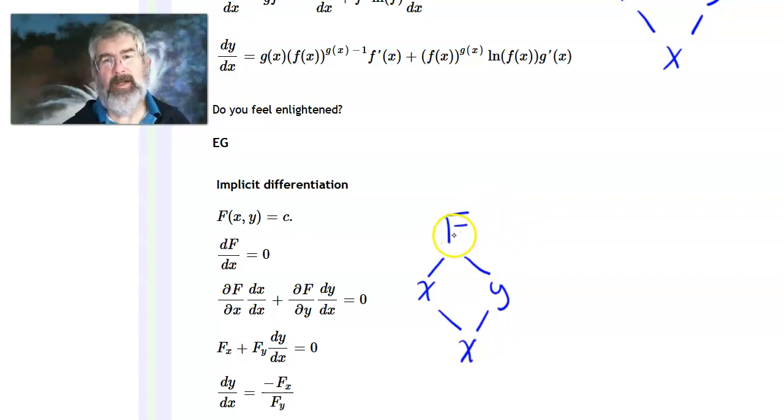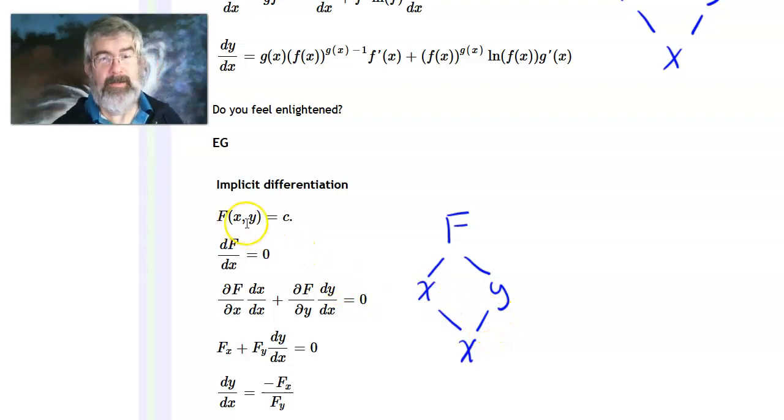You have f as a function of x and y. And x and y are both functions of x. X is a pretty simple function of x. It's just x equals x. Y is a function of x, but we don't know what it is. But we're trying to find its derivative.